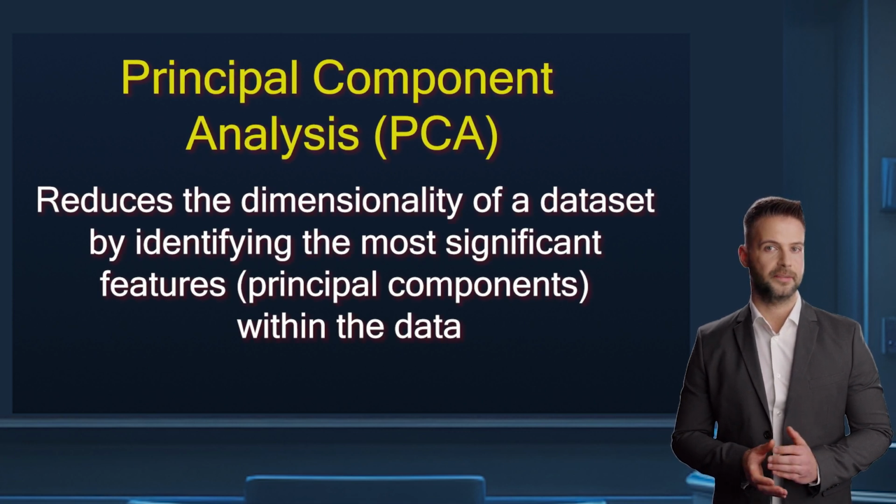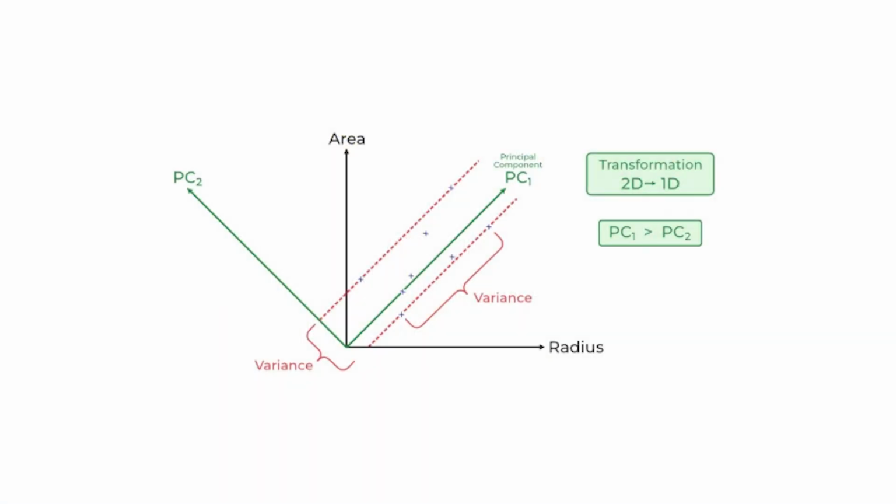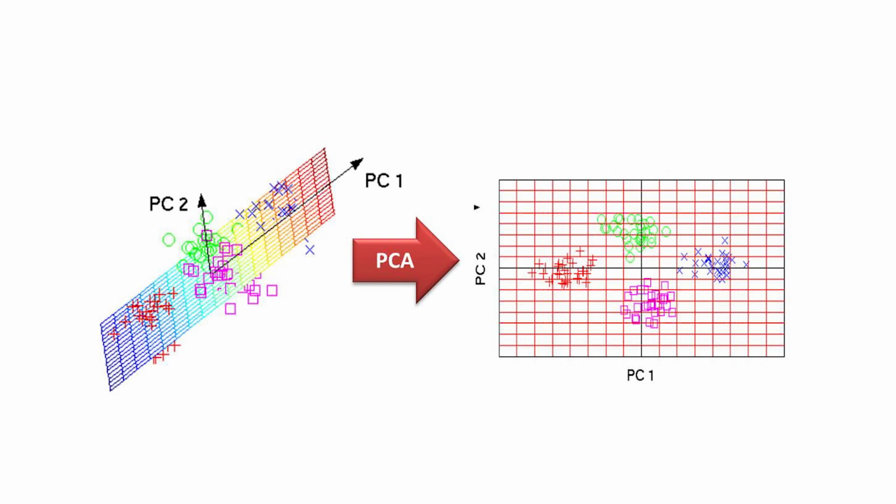the most significant features, called principal components, within the data, allowing for easier visualization and analysis while preserving as much relevant information as possible. Essentially, it simplifies complex data into a lower dimensional space by finding patterns and removing redundancy among features, and here is a slobber knocker.